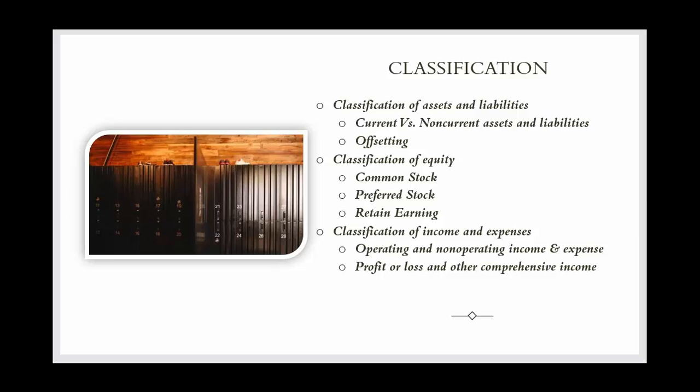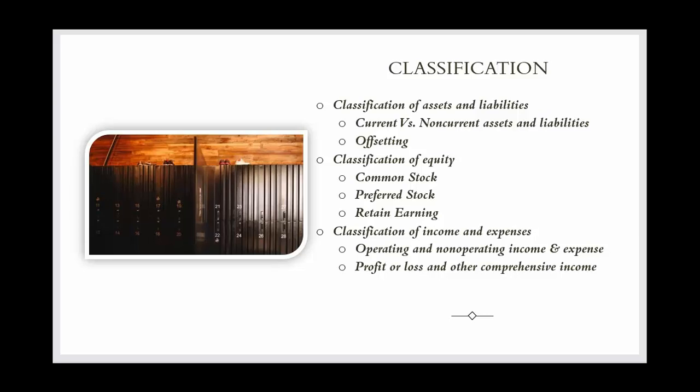Other comprehensive income, OCI, includes items that are not included in profit or loss but affect equity, e.g., unrealized gains and losses on certain investments, foreign currency translation adjustments. Practical example. A multinational corporation may report its sales revenue, cost of goods sold, and operating expenses in the profit or loss section. At the same time, it may include foreign currency translation gains and unrealized gains on available-for-sale securities in the OCI section. Conclusion.